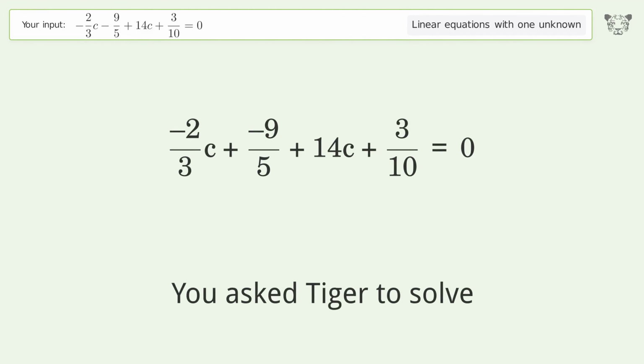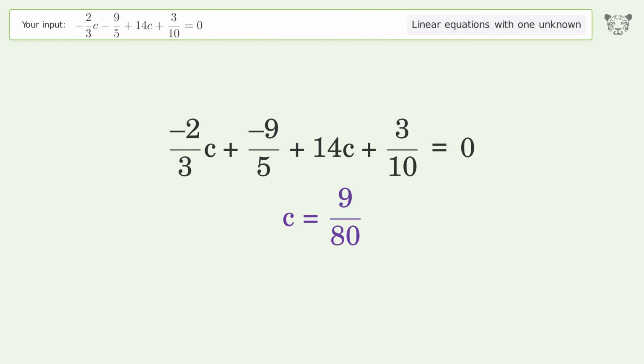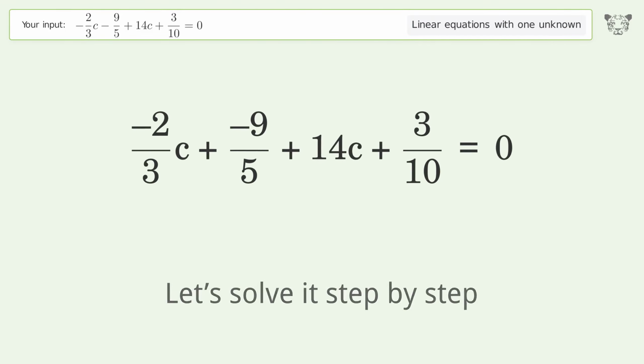You ask Tiger to solve. This deals with linear equations with one unknown. The final result is c equals 9/80. Let's solve it step by step.